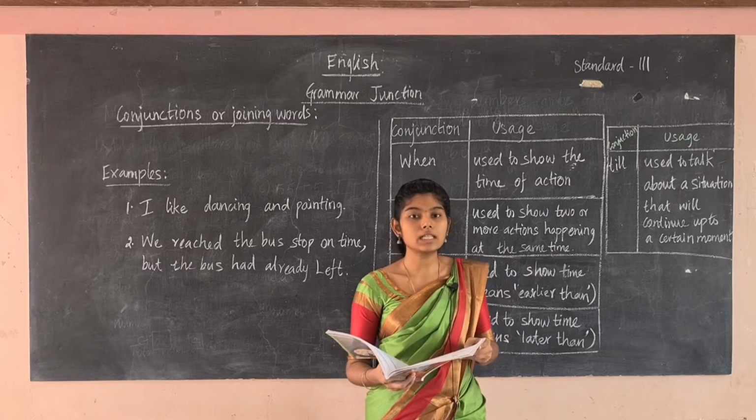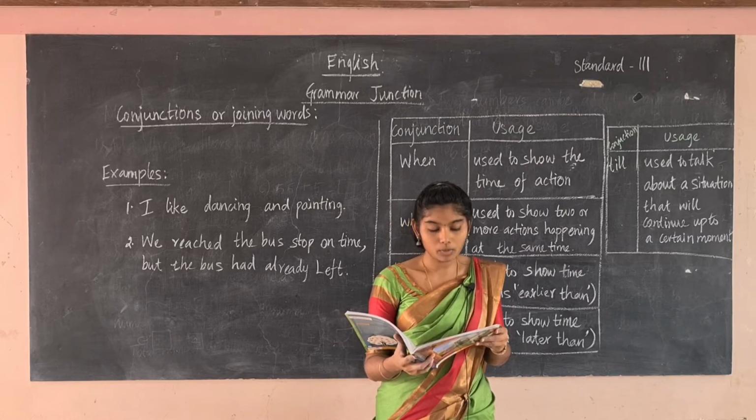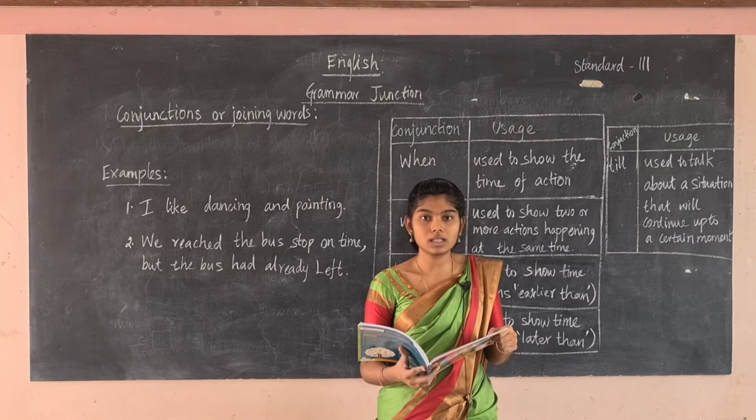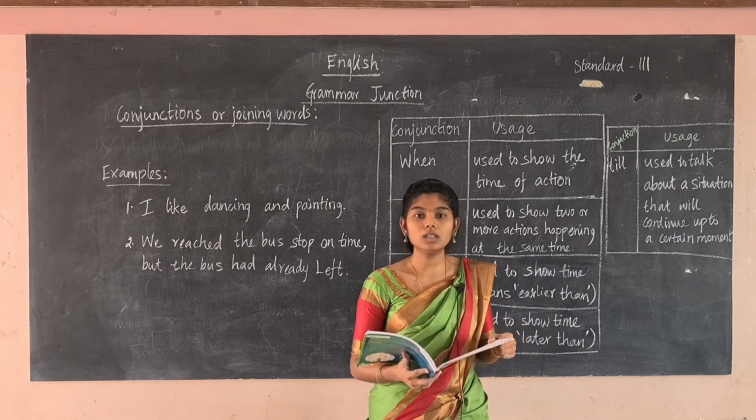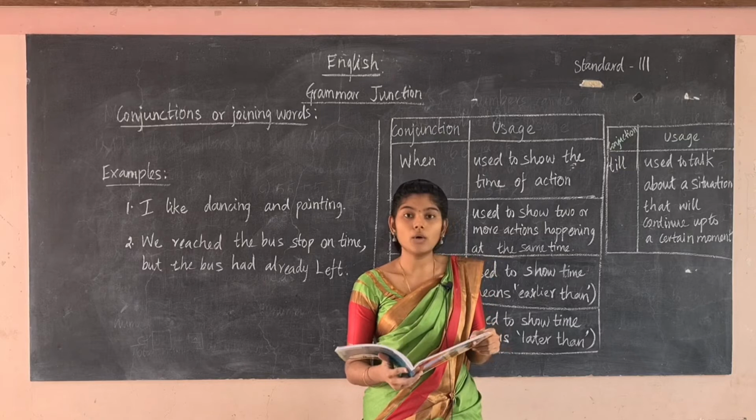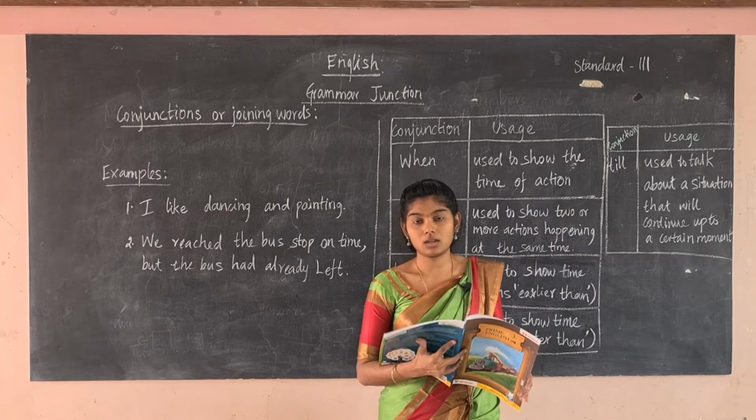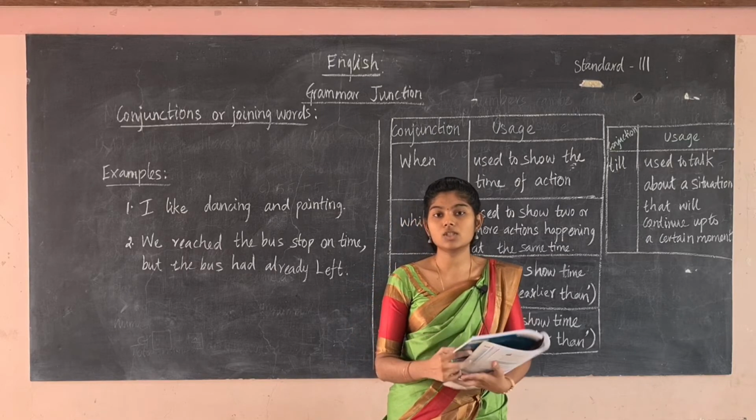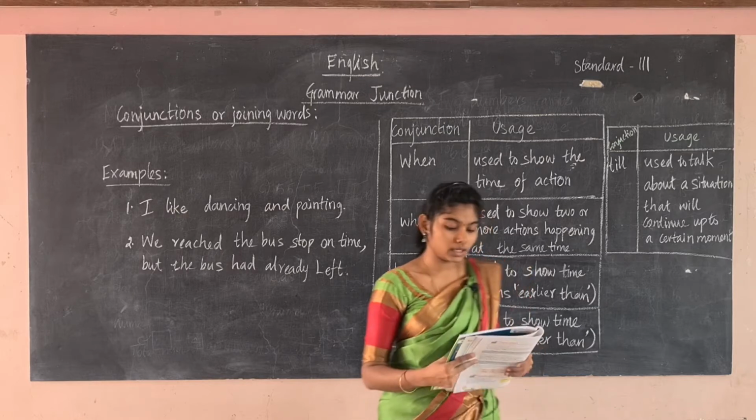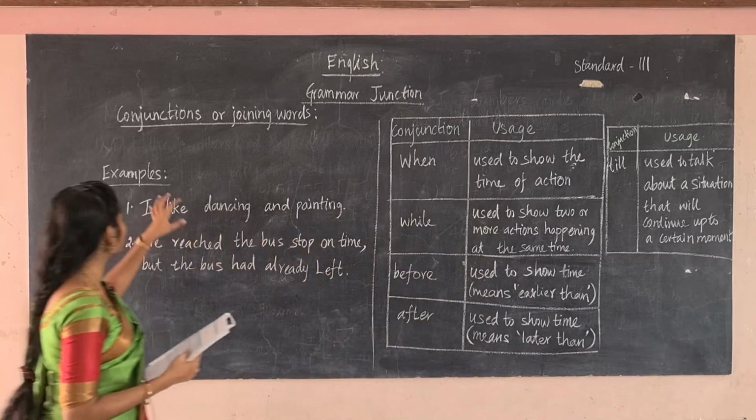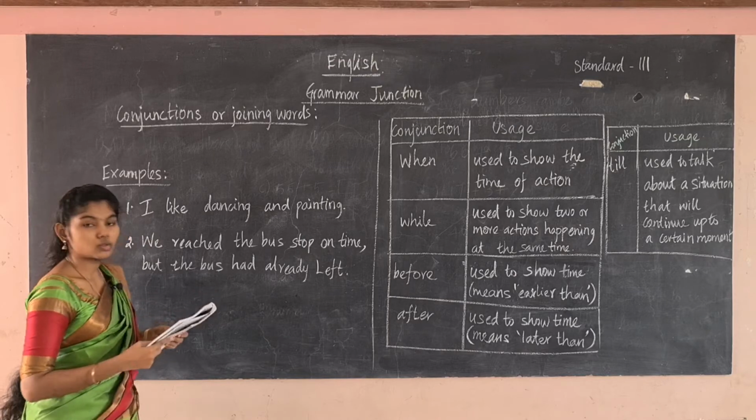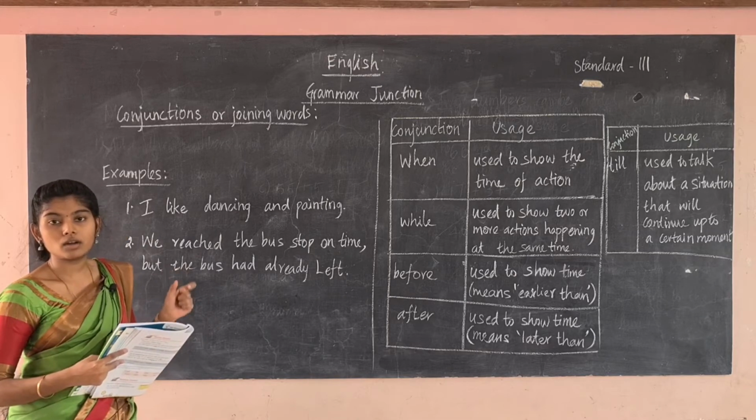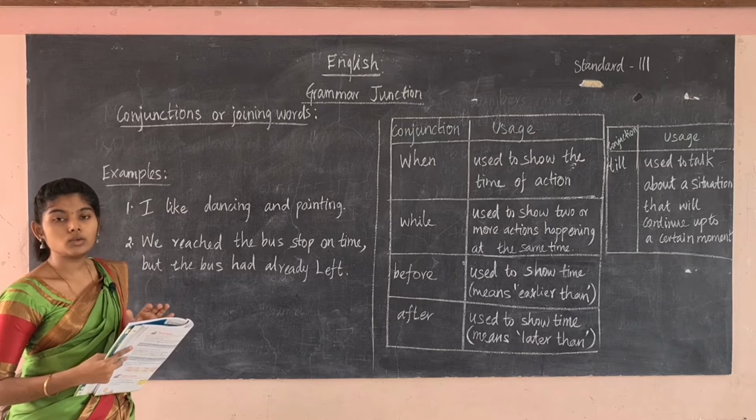Here the word till is given. So here the till represents the conjunction word. In this line the two sentences are connected together by the word till. So we are going to see the grammar conjunction. Conjunction means joining two sentences. Conjunction or joining words are used to join words or sentences. To join words or to join sentences we will use conjunctions.